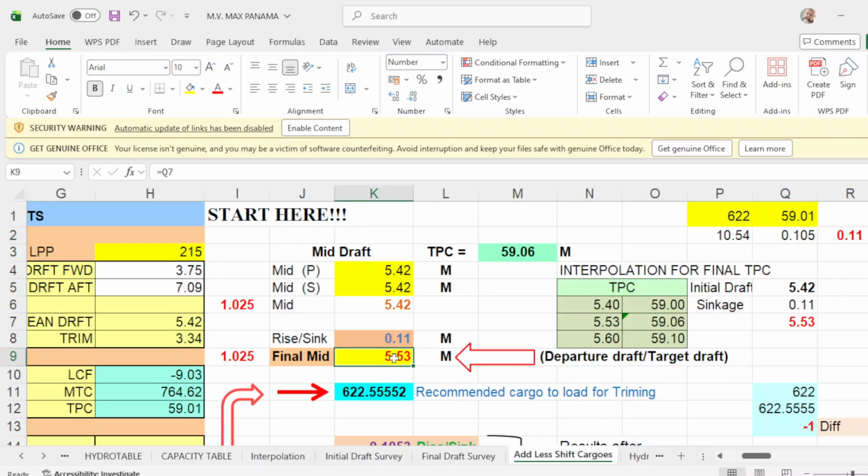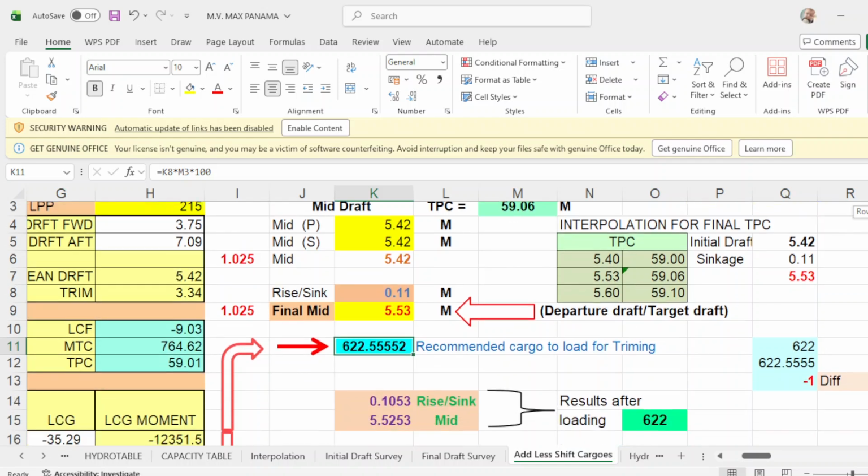Put here 5.53, and your sinkage will be 0.11. How to get the weight? Click this one. That will be K8, the sinkage, times your M3 of your TPC of 59.09 times 100. That will be 622. That will be your weight recommended to load for trimming. Now with this, your final mid draft of 5.53, you interpolate the TPC, that will be 59.06. That is this one. Okay.